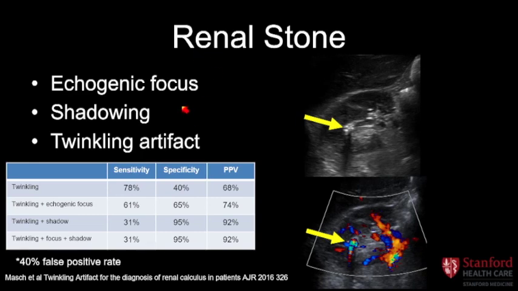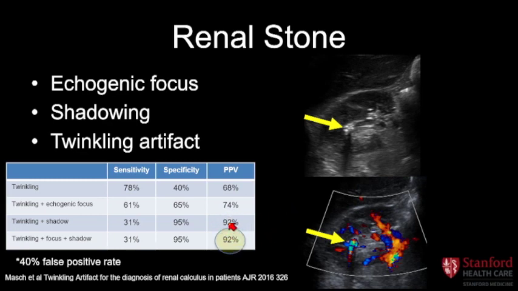Looking at twinkling artifact and kidney stones. They looked at these three sonographic features: echogenic focus, shadowing, and twinkling artifact. If you only use twinkling artifact in their paper, they had a positive predictive value for stone of 68%. But if you add additional sonographic features like an echogenic focus, you increase your positive predictive value to 74%. And then if you add shadowing, you increase that positive predictive value to 92%.